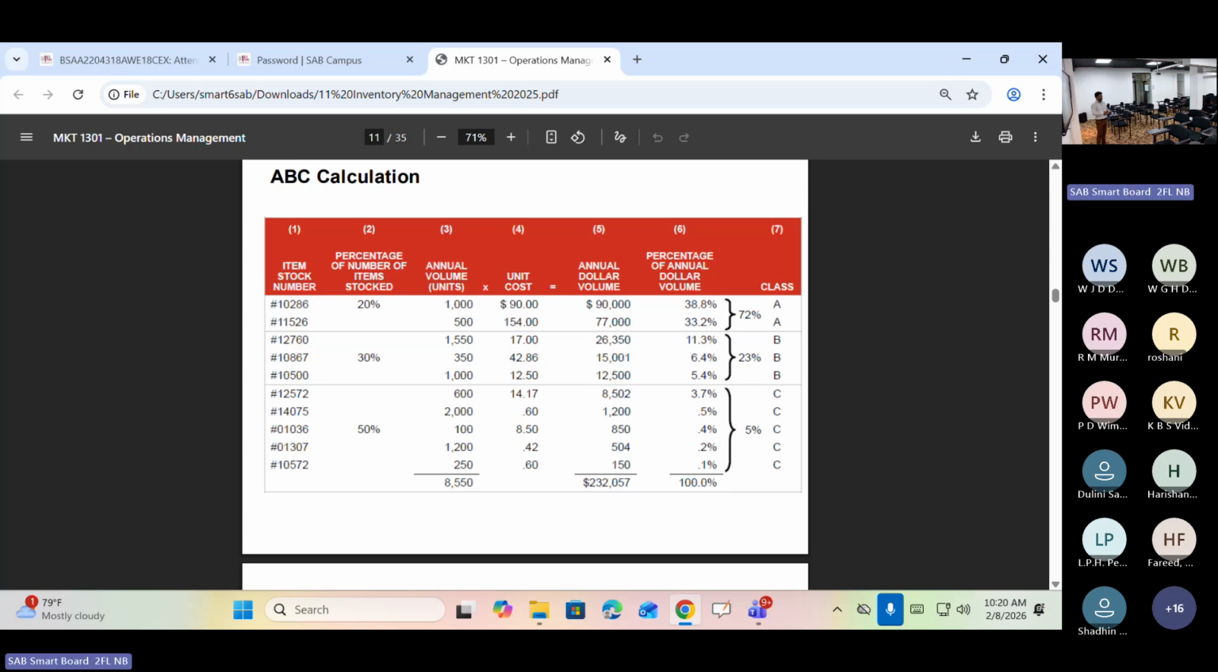I hope you can have a simple idea. What is the technique? We call it ABC classification. Based on the annual dollar volume, the rupee volume of inventory, we can classify inventories into three classes. That is one of the common inventory classification models. I hope that is clear.